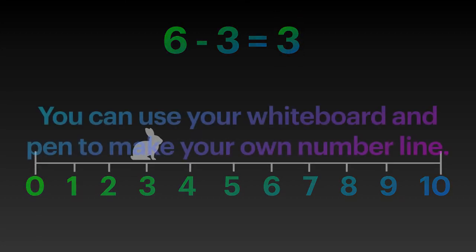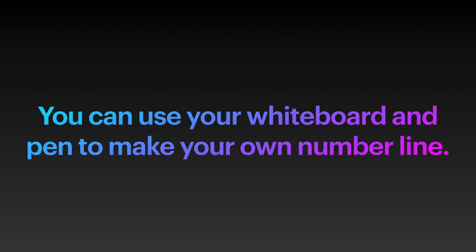So now you can use your whiteboard and pen to make your own number line. And maybe somebody at home could write some sums at the top of the board for you, and you can use your number line to answer those. Or you could ask somebody else some questions in the house and they could answer them for you. Once you've had some extra practice, you can use your number line on your board to help you with today's work.